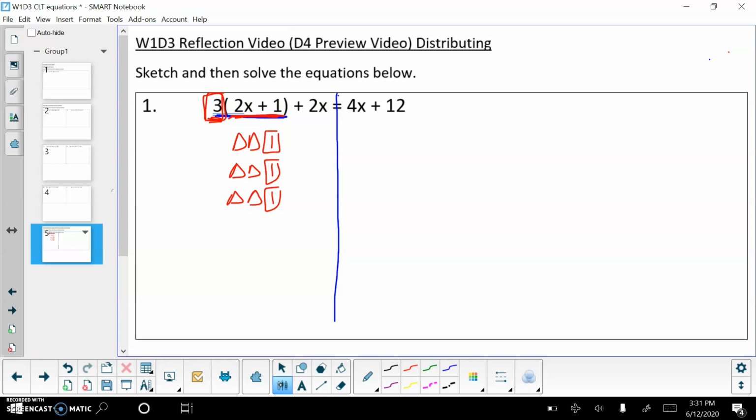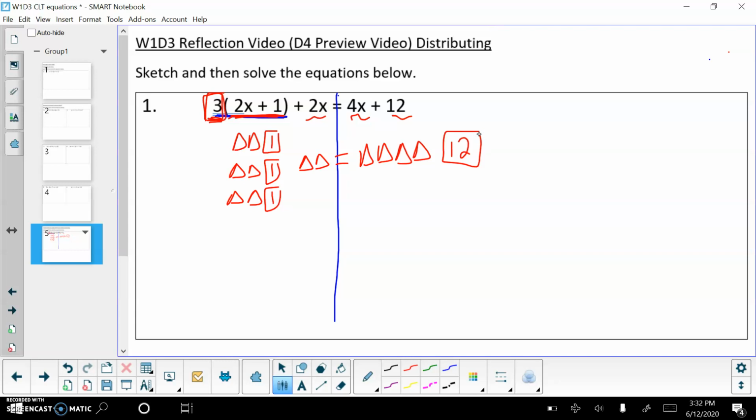Now I'm going to keep going with my sketch. I've got a 2x over here, so I need 2 more triangles. So I'm just going to do it like that. And then on the right-hand side, I've got 4 x's, so 4 triangles, and I've got a 12 constant. So that's what I have there. That's the basic sketch, and that works.